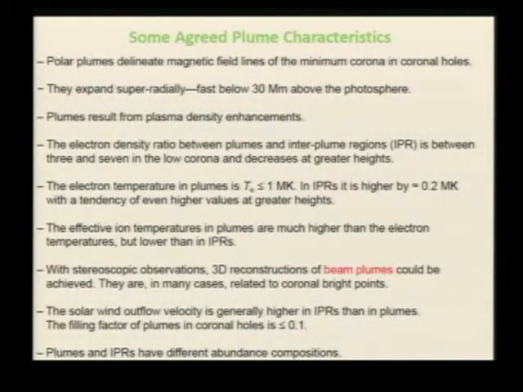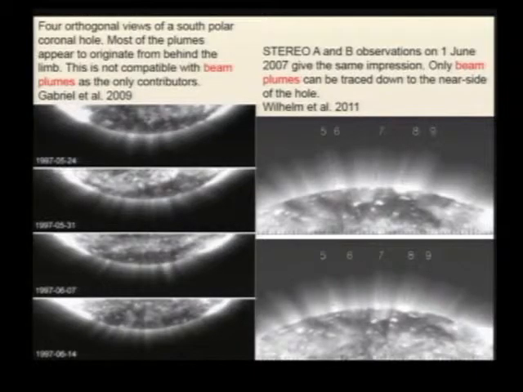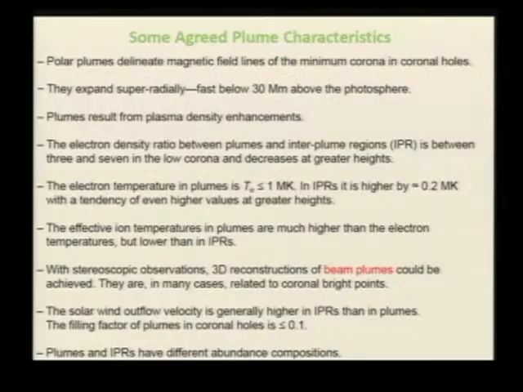I think we agreed on a density ratio between plumes and interplumes of about 3 to 7. Depends a little bit on the height. The temperature in plumes, the electron temperature, is quite low, less than 1 million. It's higher in interplume regions. The ion temperature is much higher. And I think the last point, oh, I'm sorry, this is the wrong one. The last point here, no, the second one.